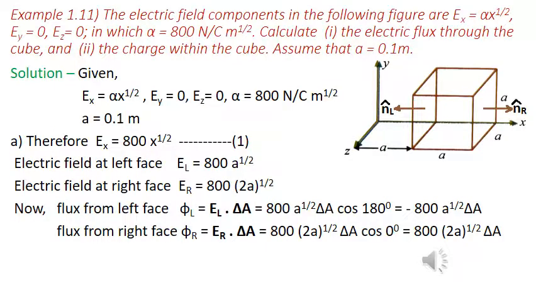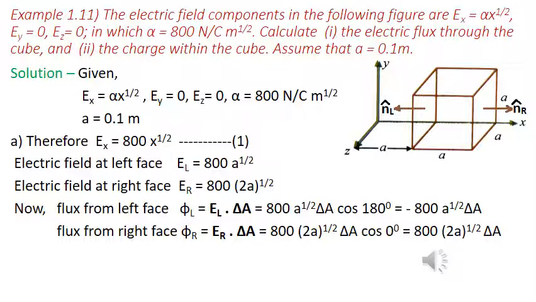Example 1.11. The electric field components in the following figure are Ex is equal to alpha x to the power 1 by 2, Ey and Ez are 0, in which alpha is equal to 800 Newton per Coulomb meter to the power half. Calculate first the electric flux through the cube and second the charge within the cube, assuming A is equal to 0.1 meter.